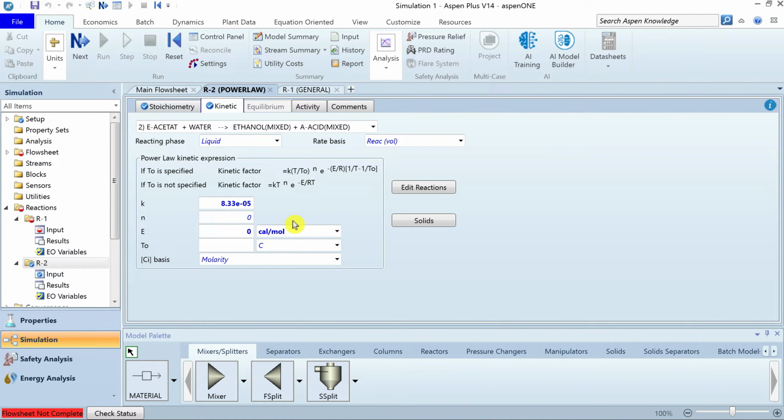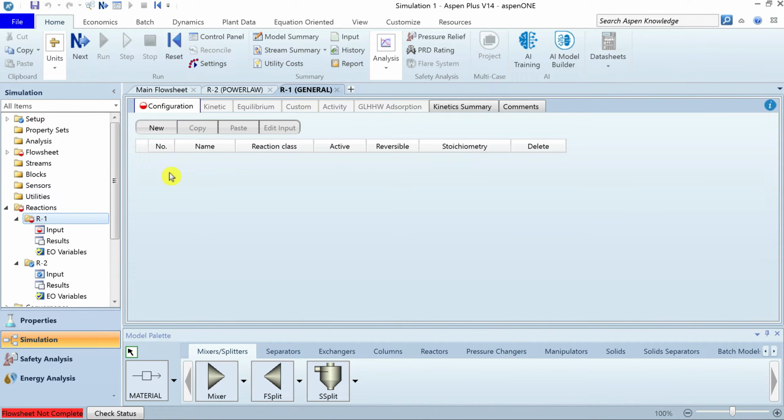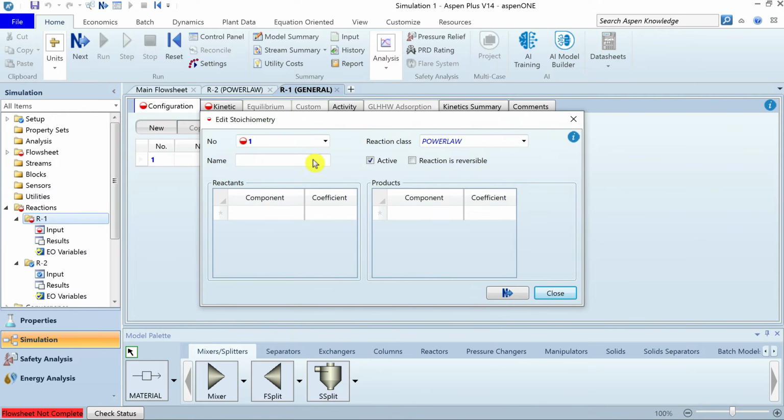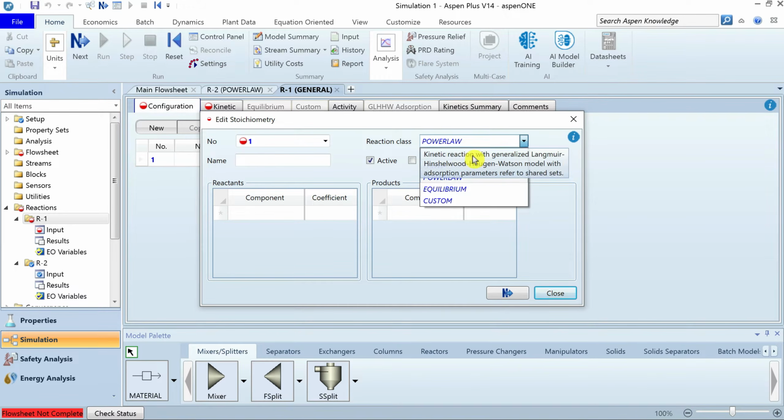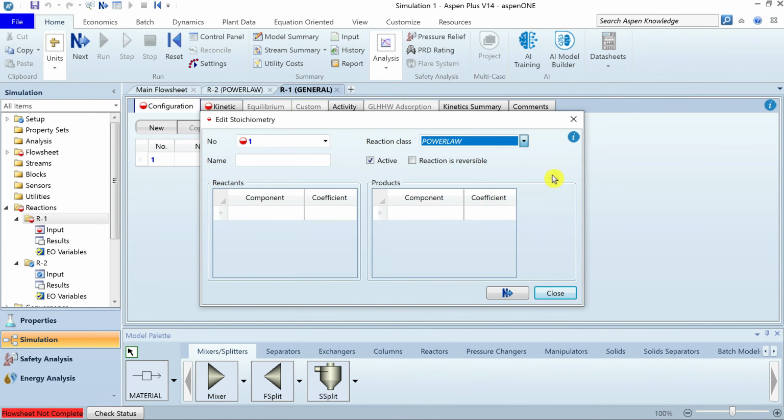So the definition of the reaction stoichiometry and kinetic parameters using the reaction set power law is complete. Let's see how to define the same reaction kinetics using general reaction set. Add a new reaction. Here you can notice a reaction class as power law or equilibrium or LHHW or generalized LHHW. Besides, you can notice that you can directly introduce the reaction reversibility while defining the reaction stoichiometry. Let's use the name as RPL.